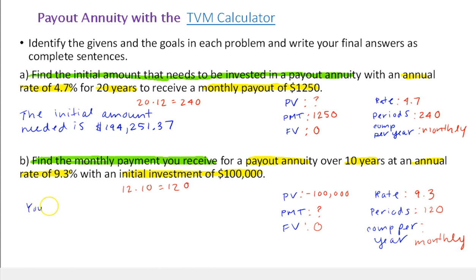You will receive monthly payments of $1,283.05.